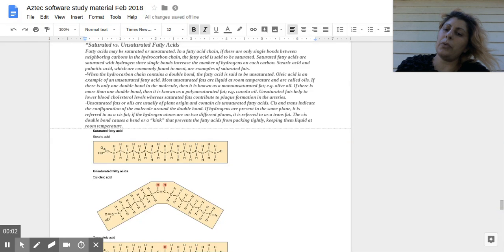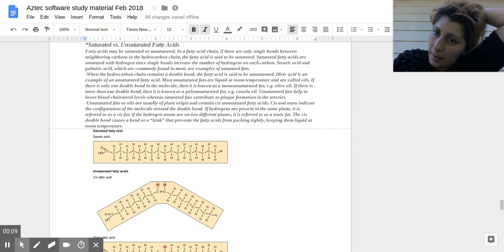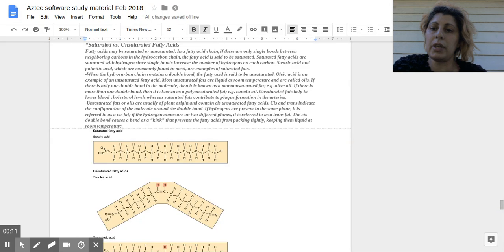Hi, we're continuing with my review of cell biology and life science in a nutshell. We're learning about fat molecules. So these are saturated or unsaturated.